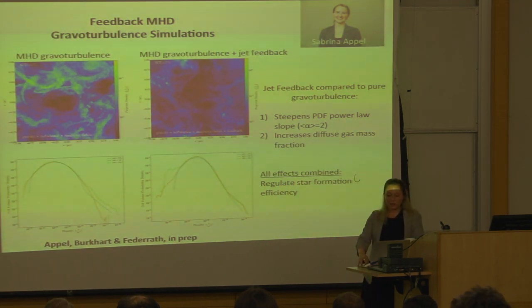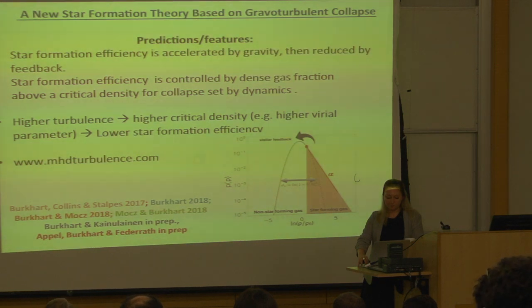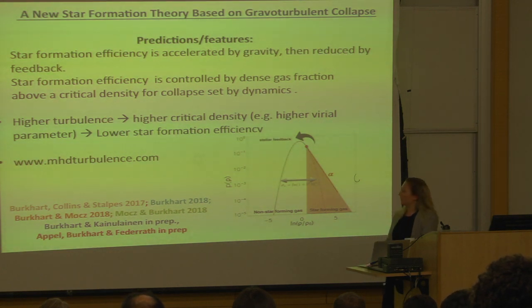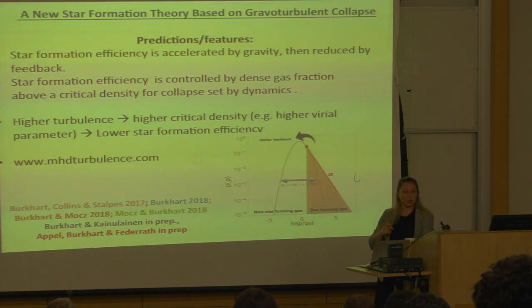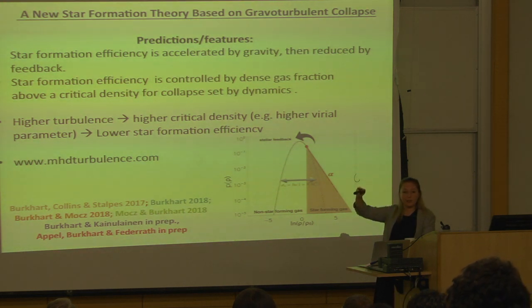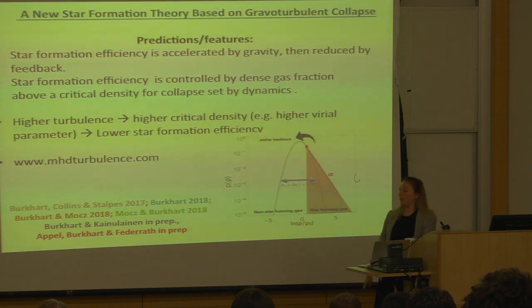And with that, I'd like to conclude. I will leave up these conclusion points here. And this is particularly just really about the latter part of the talk in terms of the star formation efficiency. The main takeaway point here is that you don't just have a static model picture anymore. We really have to include the effect of gravity to accelerate the star formation efficiency, and then ultimately feedback to then lower it down again.